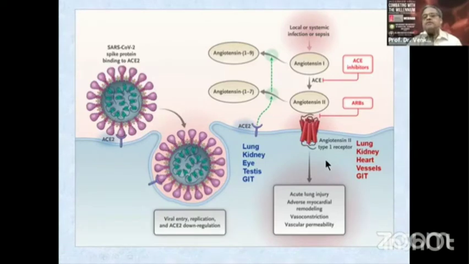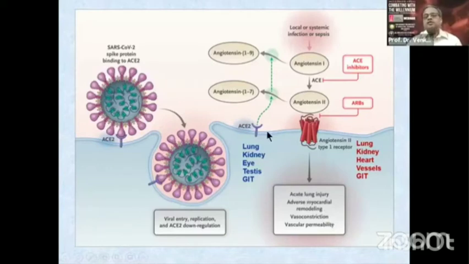That is why we give ACE inhibitors or angiotensin converting enzyme 1 inhibitors like enalapril, or we give receptor blockers like losartan to block the angiotensin 2 receptors, because if this angiotensin binds to the receptor, it causes acute lung injury, adverse myocardial remodeling, it vasoconstricts, causing rise in blood pressure, and it also affects the vascular permeability.